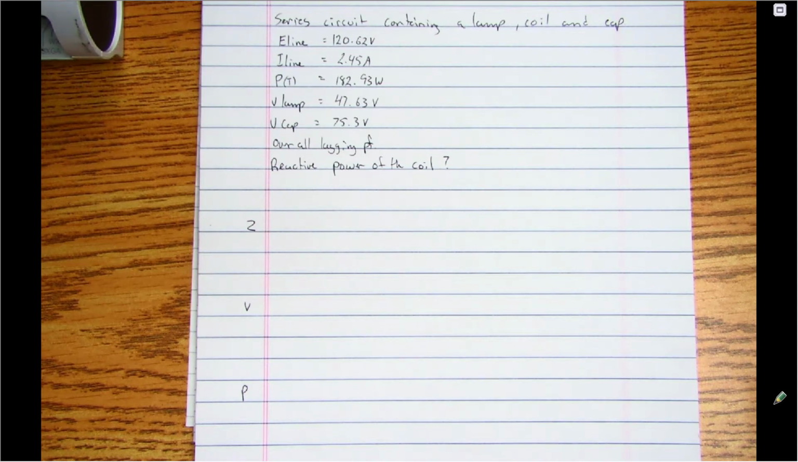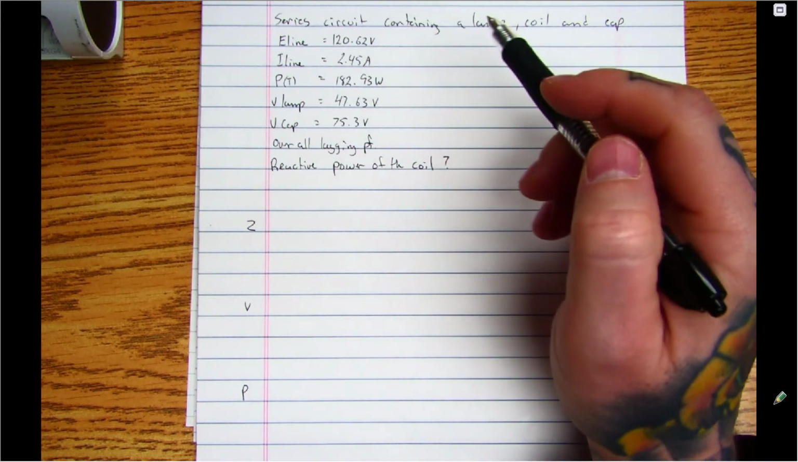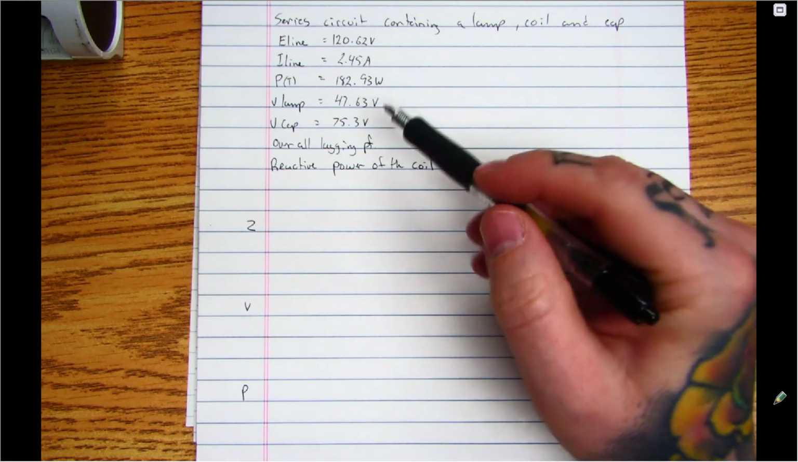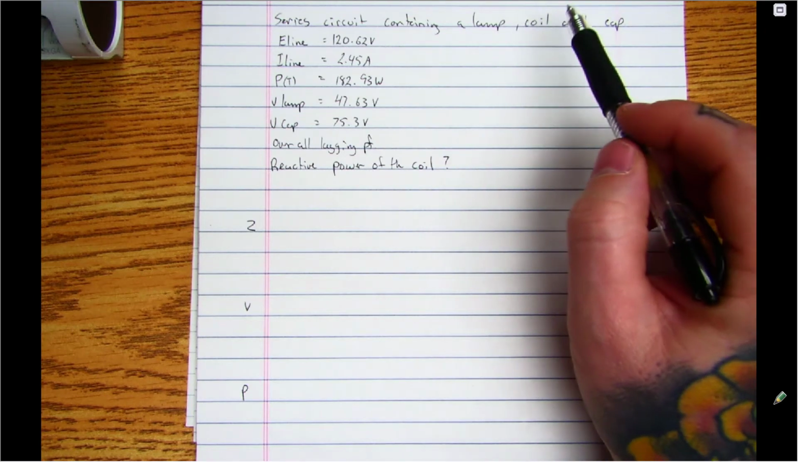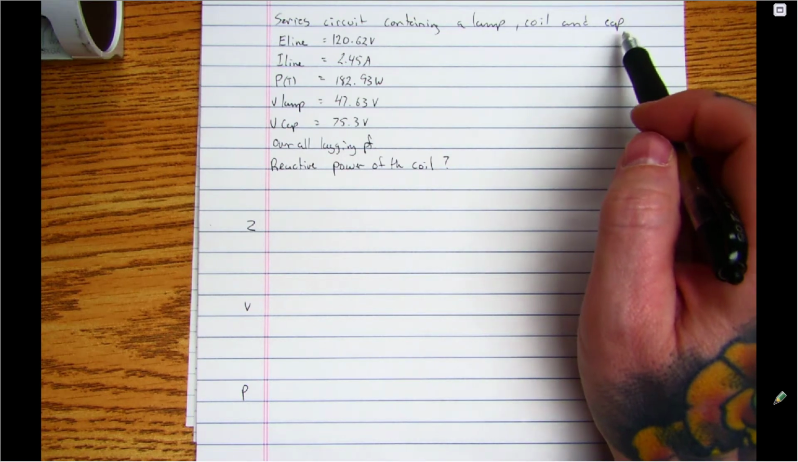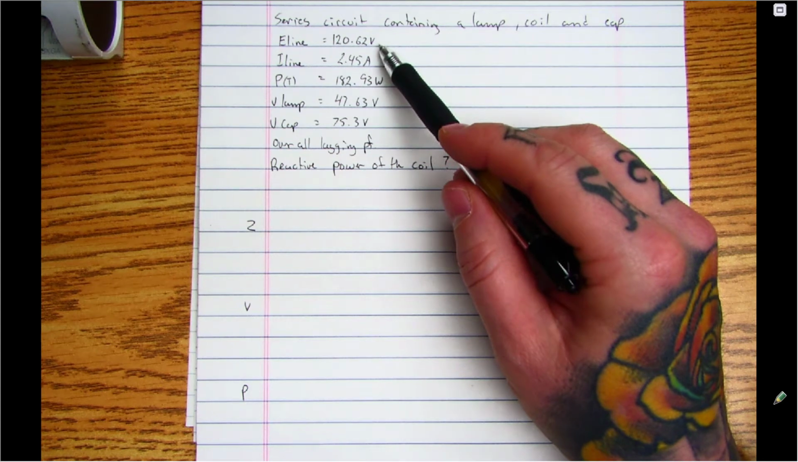Okay, so I'm going to do another full series RLC. So we have a lamp, a coil, and a capacitor. So our R is obviously the lamp, L the coil, and C the capacitor. So the information in the question was given to us.